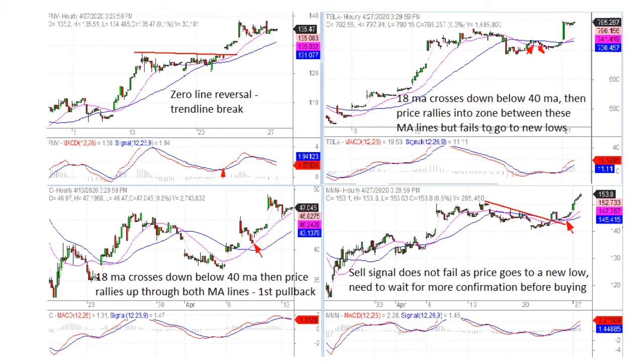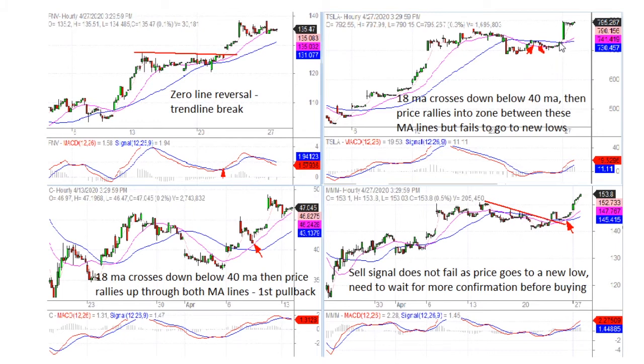The second option, on the top right, is basically where the 18 crosses down below the 40, but then price goes into the zone and comes out of the zone, but doesn't go to a new low. So it looks like it wants to break down and continue to fall further, but it doesn't, and it reverses and turns back to the upside.